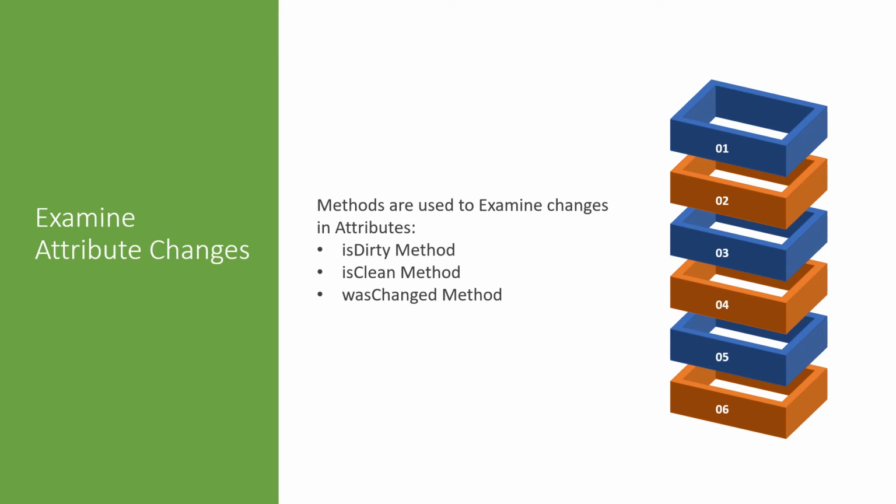These methods are isDirty, isClean, and wasChanged methods. So this slide is showing the working of isClean and isDirty methods. The isDirty method determines if any attribute has been changed since the model was loaded. You may pass a specific attribute name to determine if a particular attribute is dirty or not. The isClean method is the opposite of isDirty, and it also accepts the optional attribute argument.